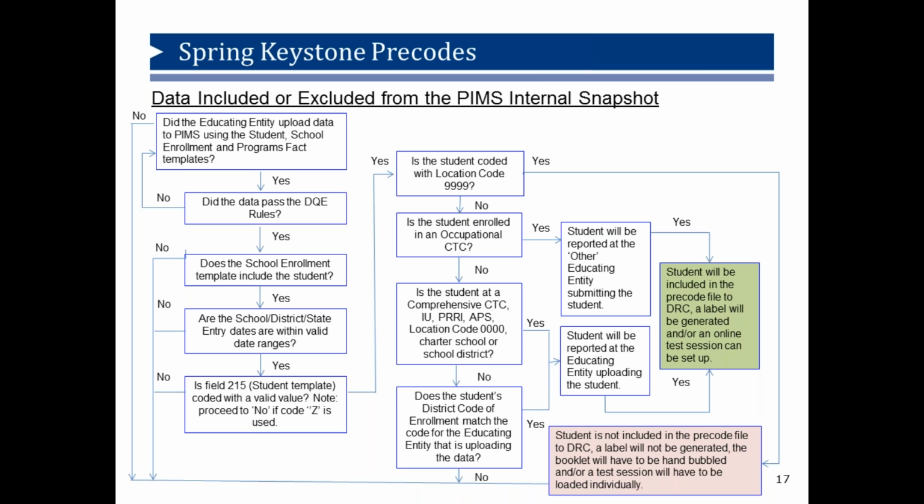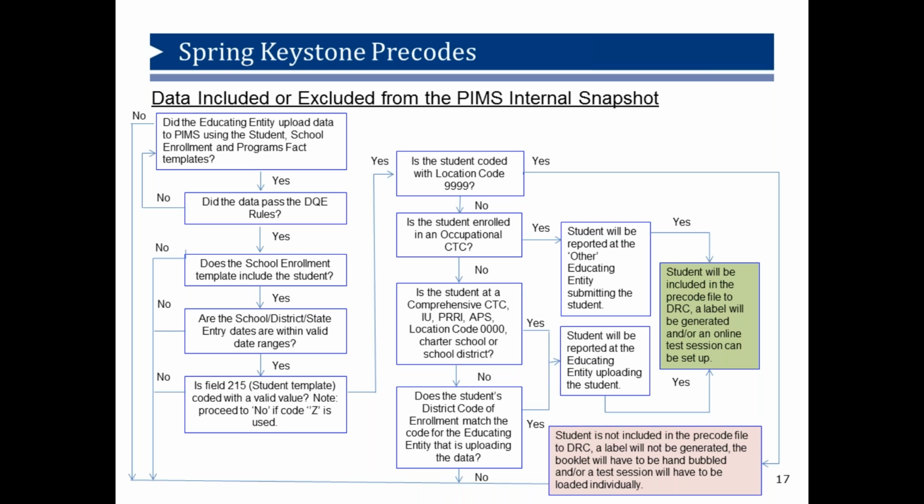If yes, then the student will be reported at the educating entity that's uploading the data, which means that the student will be included in the precode file that will be sent to DRC, a precode will be generated, and/or an online test session will not have to be set up one student at a time.